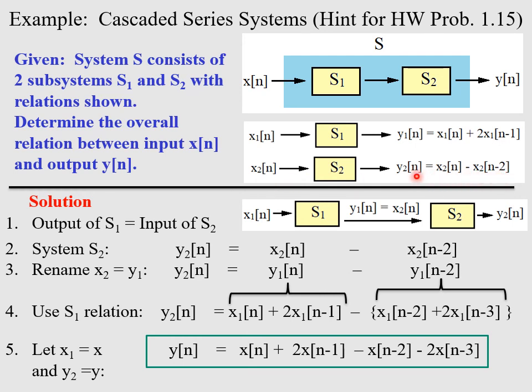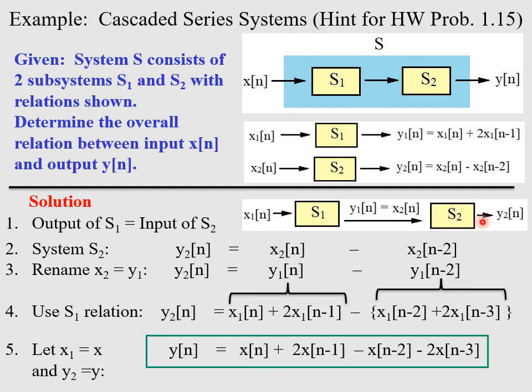With this information, you're asked to determine the overall relation between the input x of n here and the output y of n over here. So what does this entire system do? The way to do this is, if we look at this, we can see that the output of the first system becomes the input of the second system. That's the key here. So I'm going to redraw our system up here like this. We have x1 of n going into S1. We have y1 coming out, but that's equal to x2, which is the input of our second system, right? Because whatever comes out of S1 has to go into S2.